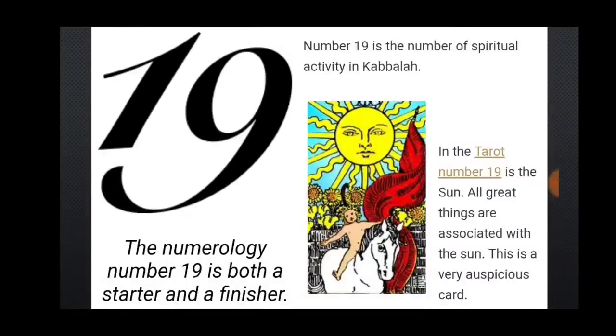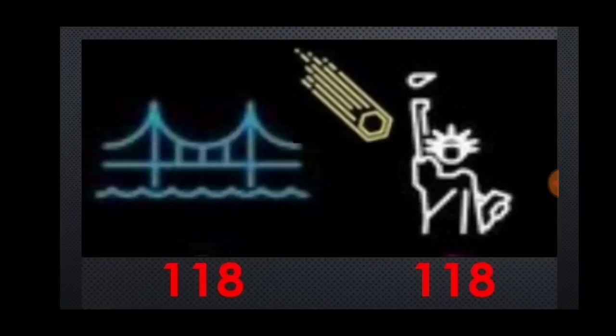All great things are associated with the sun in their minds. I don't use any of this stuff. I believe in the God of the Bible and Jesus Christ, who I follow, and who has given me these insights about how they do things and what they believe. Okay, it's a very auspicious card in their tarot cards, because their main focus is the sun. It's the sun god, basically. So 19 is extremely important to them.